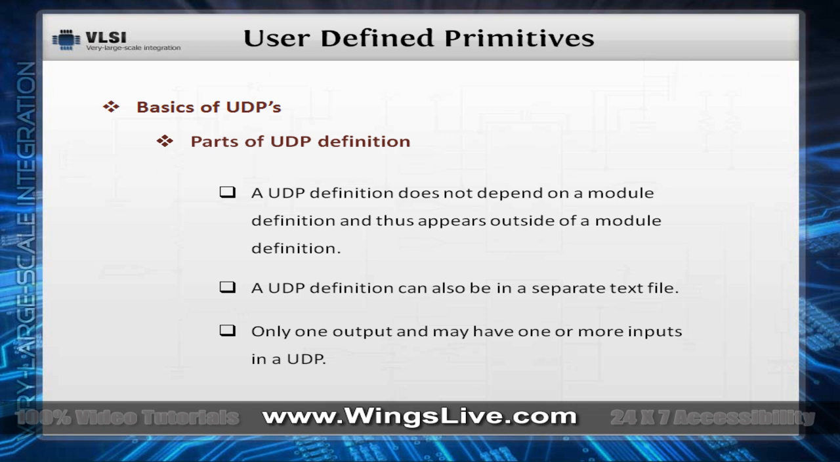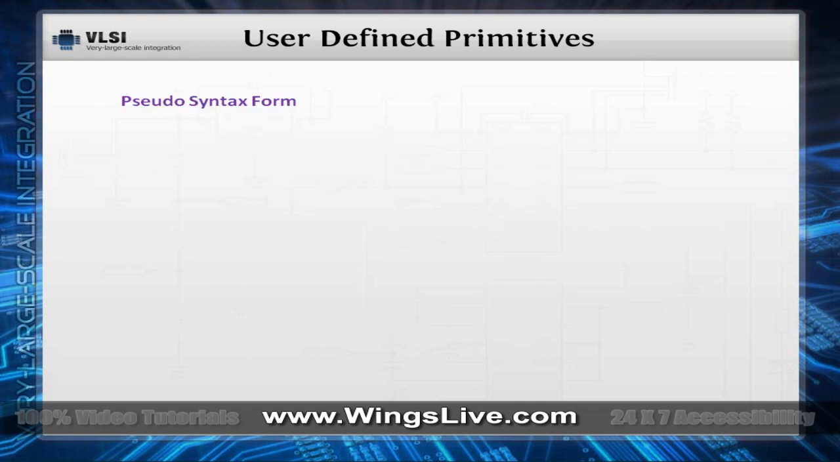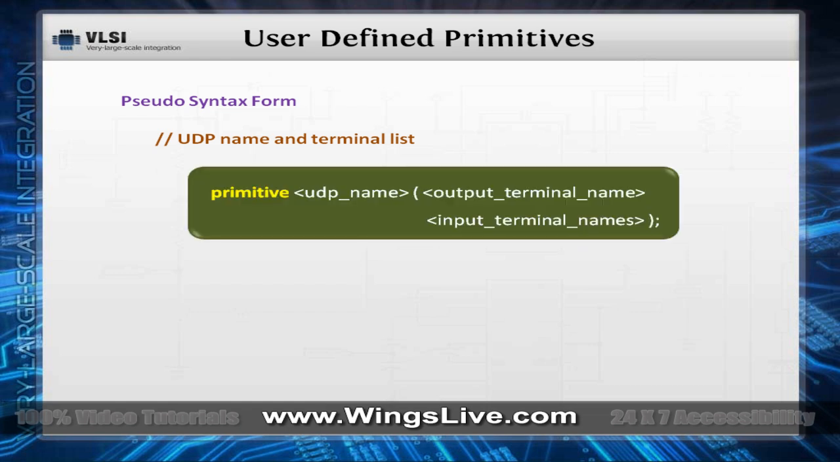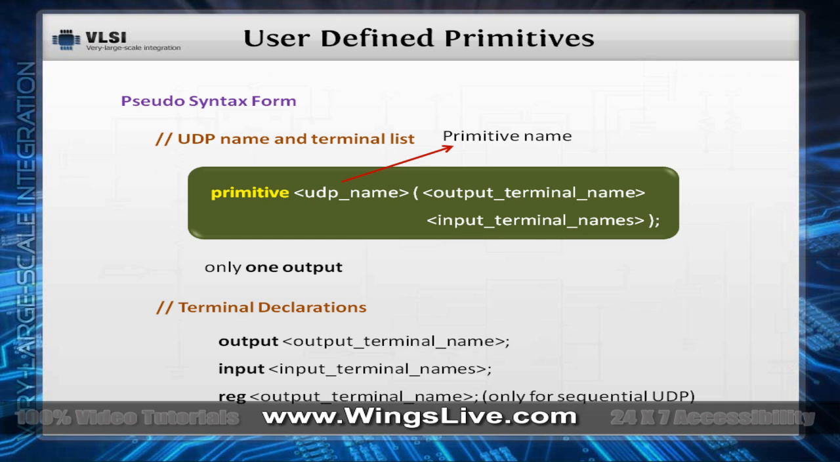Now let's see the discrete parts of a basic UDP definition in pseudo-syntax form. Similar to modules, even the UDPs start with UDP name and terminal list. In the UDP name and terminal list, we shall start a UDP definition with the keyword primitive. Then primitive name, output terminal, and input terminals are specified. We can have only one output. Next, we'll see the terminal declarations. Now, as usual, we declare terminals as output or input in the terminal declaration section. For a sequential UDP, the output terminal is declared as a reg.